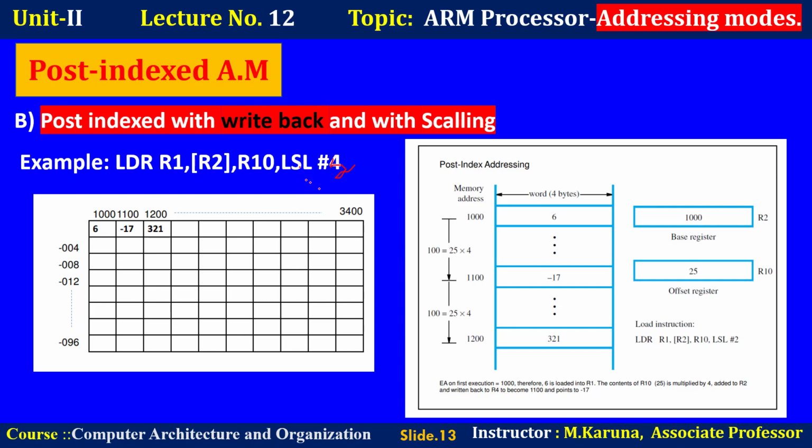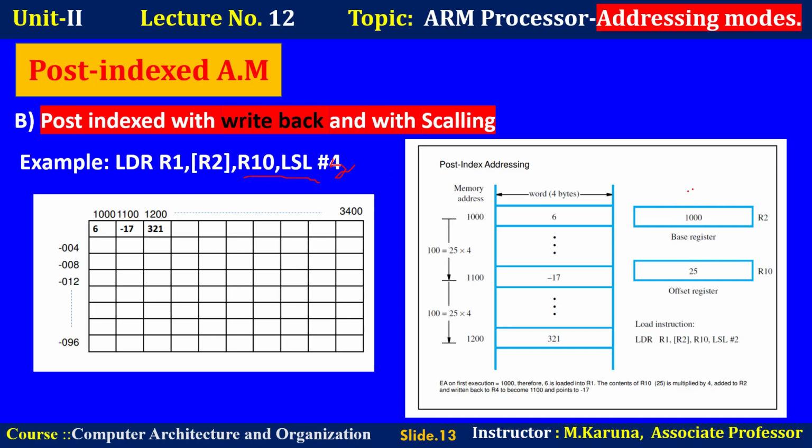Okay, this is 2. If you perform one time shift operation, 25 will be multiplied with 2, then you will get 50. If you perform two time shift operation, 25 is multiplied with 2 into 2, 4. Then you will get 100. So after performing this shift left operation by 2, R10 value becomes 100. Now this 100 will be added to the content of R2.